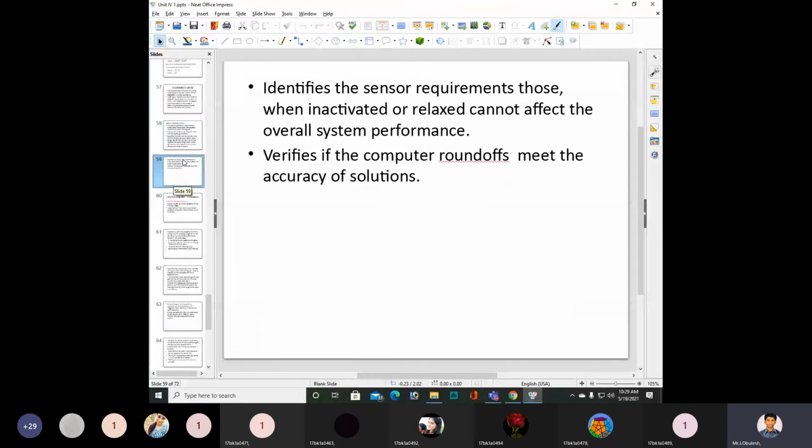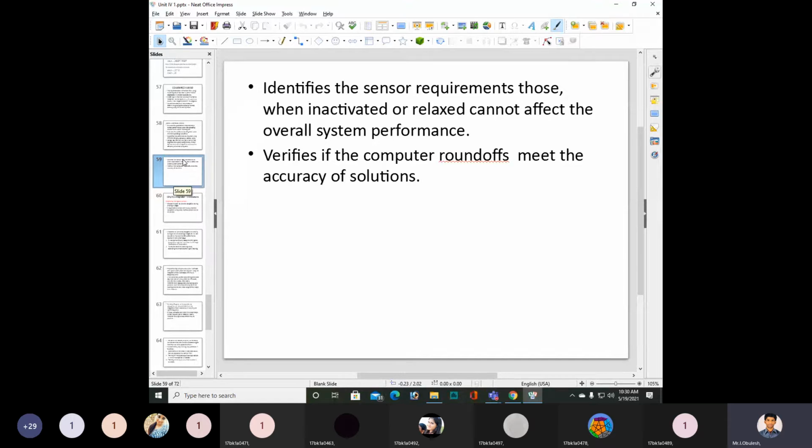Then the next point, identify the sensor requirements, those that, when inactivated or relaxed, cannot affect the overall system performance.